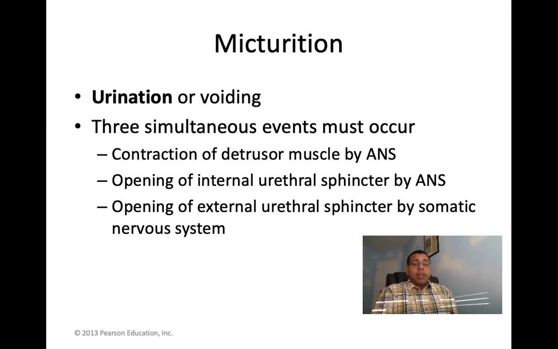Next thing we have is micturition. Micturition, also called urination or voiding, is the act of emptying the urinary bladder. In order for micturition to occur, three things must happen simultaneously. Number one, the detrusor muscle must contract, thanks to the autonomic nervous system. Number two, the internal urethral sphincter must open, again by the autonomic nervous system, because we're talking about smooth muscle. And number three, the external urethral sphincter must open, by the somatic nervous system.